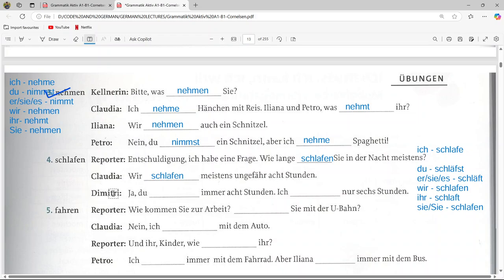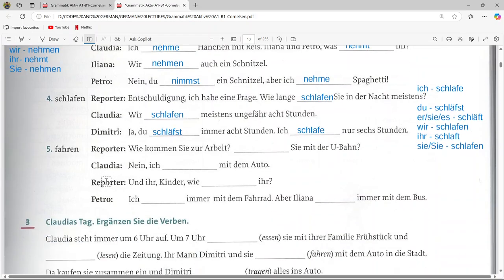Okay. Then Dimitri is saying, yeah, du. For du it is schläfst. So du schläfst immer 8 Stunden. So he is talking to his wife. So you always sleep 8 hours. Ich, for ich it is schlafe. So ich schlafe nur 6 Stunden. I sleep only 6 hours. Okay. So we have finished this.